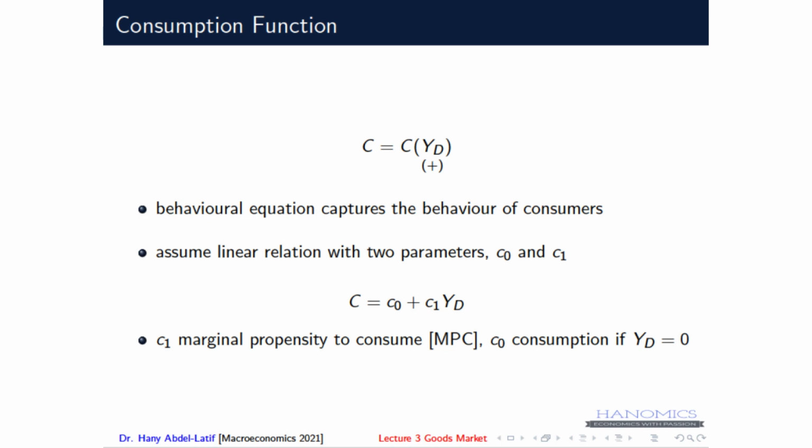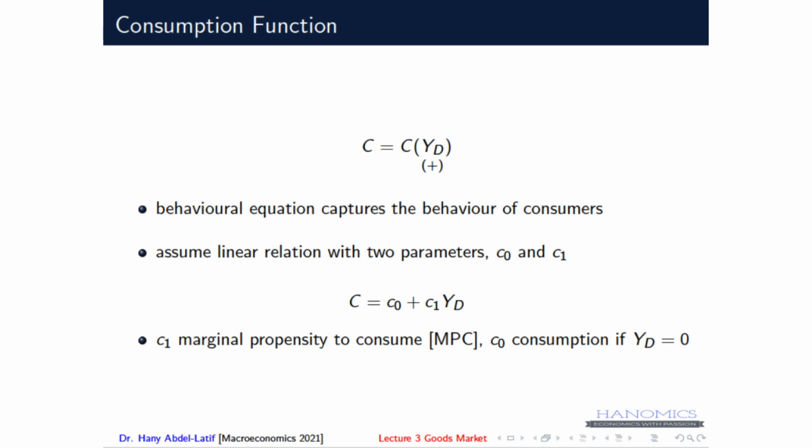C0, the minimum level of consumption, or the level of consumption if your disposable income equals 0, has to be a positive number. So C0 here has to be more than 0. C1 is positive, the sign is positive, just because we expect the disposable income and consumption to move in the same direction. So that's why we expect a positive sign for C1.